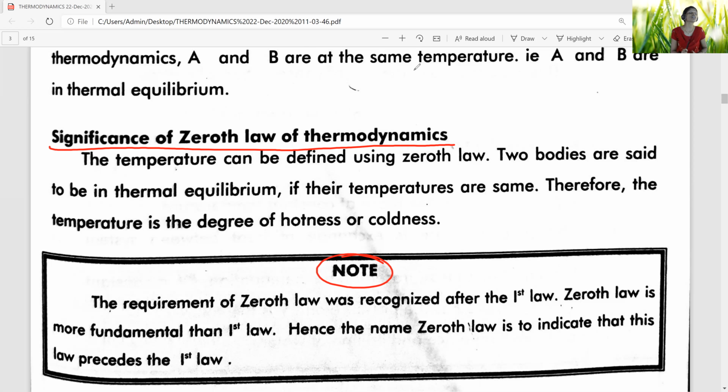Therefore, temperature is the degree of hotness or coldness. We already learned this. One more point you have to remember: the requirement of the zeroth law was recognized after the first law. The zeroth law is more fundamental than the first law. Hence, the name zeroth law is to indicate that this law precedes the first law. This is how to keep it in your mind.